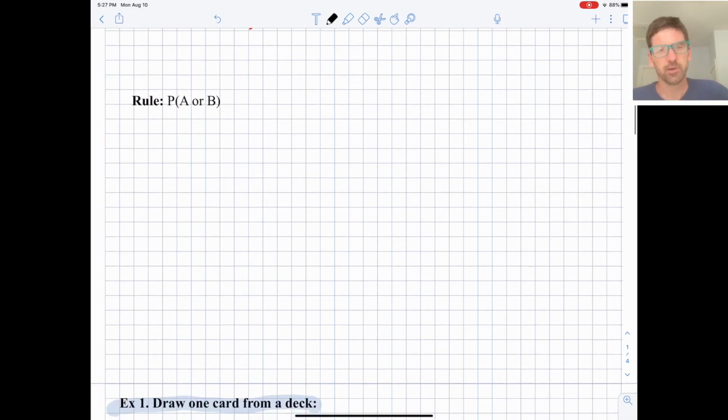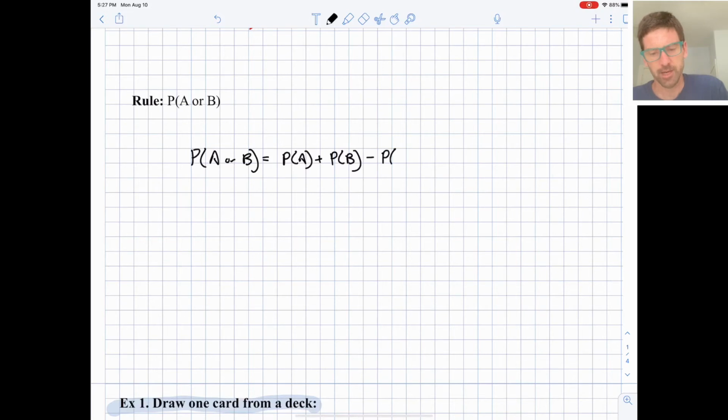So here's my rule: probability of A or B. The probability of A or B is equal to the probability of A plus the probability of B minus the probability of them both happening. Okay? So or, I often say in probability, or means add. So if you see an or, in many cases we're adding. Not guaranteed, not always, but in many cases we are.